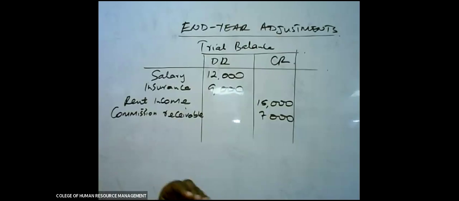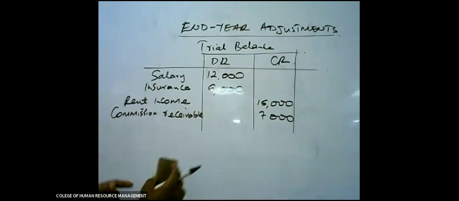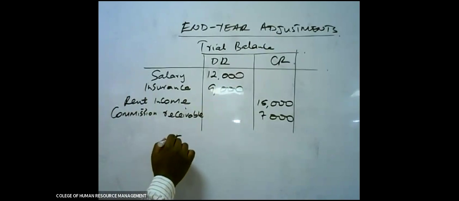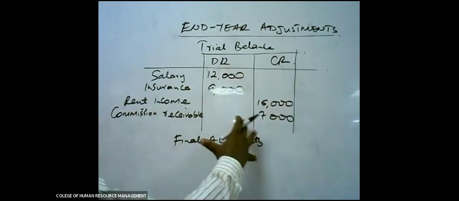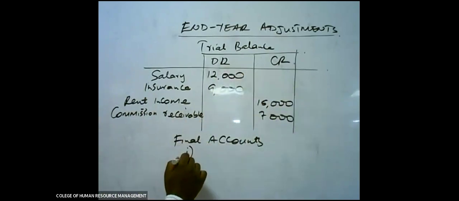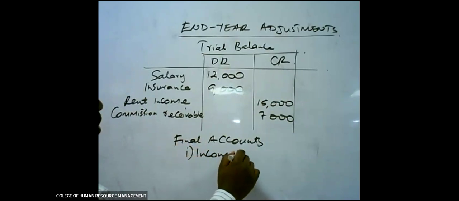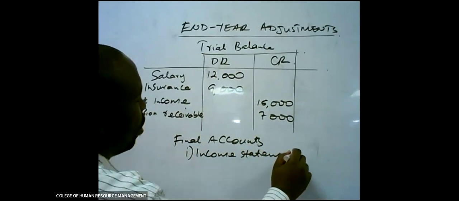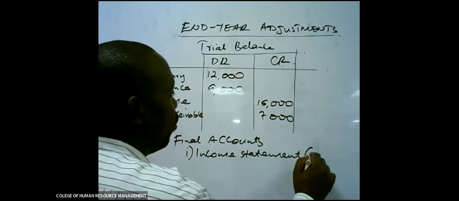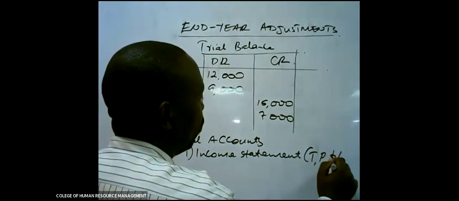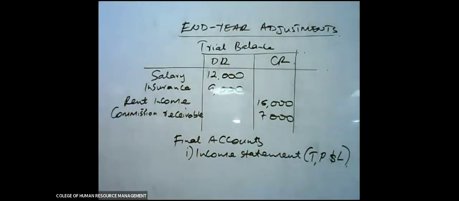Once you have prepared your trial balance, the accountant is supposed to use these balances in the trial balance to prepare what we call the final accounts. They are normally prepared using these balances. When we are talking about the final accounts, we are going to be talking about the income statement. Those who have been in a business class, maybe in high school, we used to call it the trading profit and loss account. The income statement, trading profit and loss account.